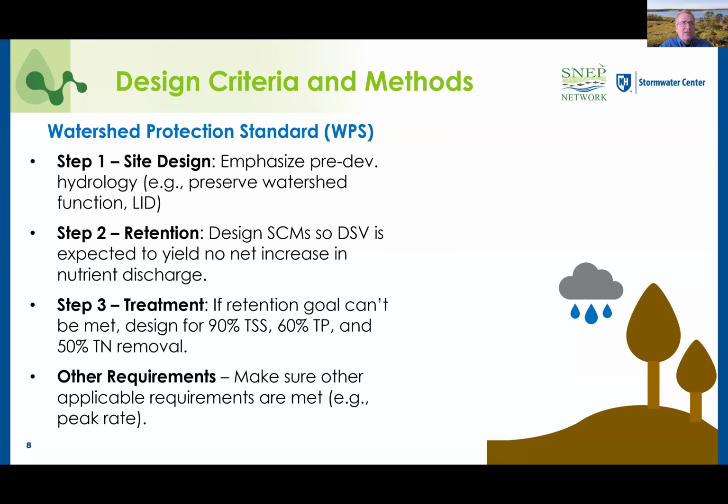The next step is the Watershed Protection Standard. So it's really a retention standard such that you're designing stormwater control measures so it yields no net increase in nutrient discharge, right? So that is the Watershed Protection Standard. It's roughly equivalent to a 1-inch on-site retention, but it's obviously dependent on soil types and the types of stormwater control measures that you're using. And we'll dig into that as we go along.